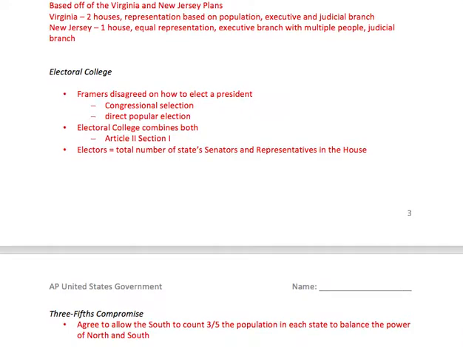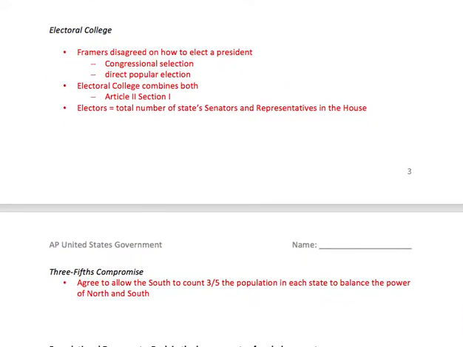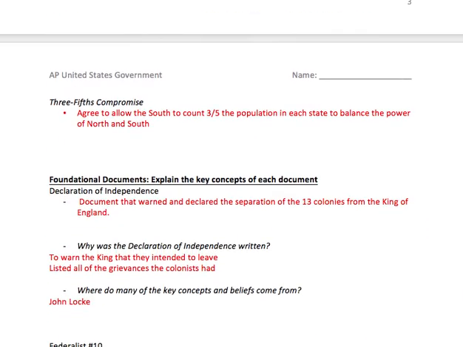The Electoral College was also a compromise. The framers disagreed on how to actually elect the President of the United States. They wanted a congressional selection. They wanted direct popular selection. However, they combined these two in Article 2, Section 1, and electors would then choose. So they used the popular vote based on the congressional individuals, and then those would be your electors, and whoever won the most electors would win the presidency.